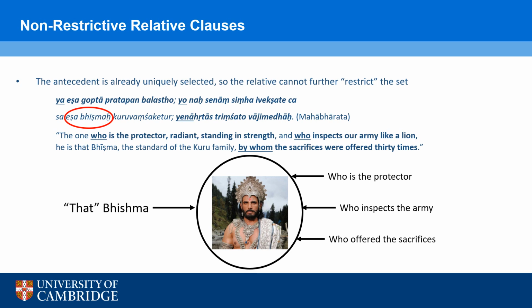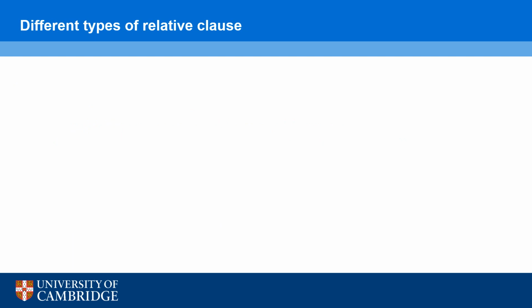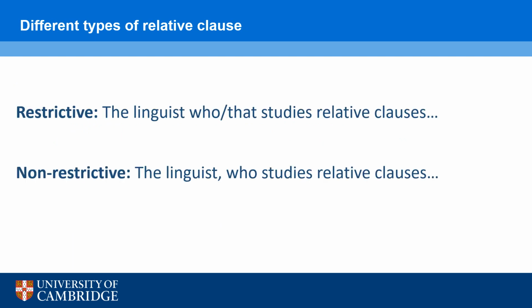A small point that I'll make only briefly is that you may have noticed we make a distinction between non-restrictive and restrictive relative clauses in English. Here is basically the same sentence twice. The top version is restrictive: the linguist who studies relative clauses, or the linguist that studies relative clauses. The second version is non-restrictive and requires an intonational gap. The linguist, who studies relative clauses.